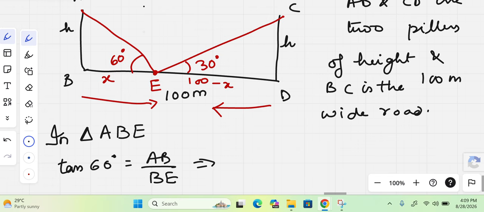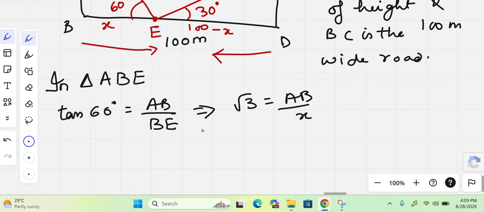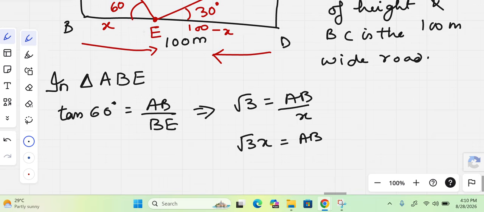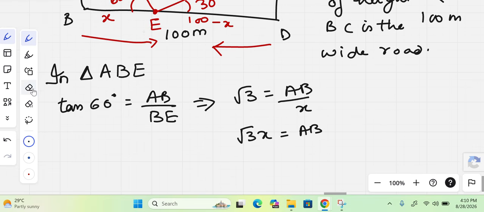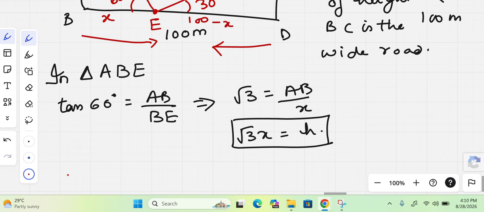Tan 60 is root 3 equal to AB by x. Okay. Root 3x equal to AB. Actually, AB and CD are both equal, no? So instead of AB, write h. That will make your life easier. So that is one point. Now we'll go to the next triangle.